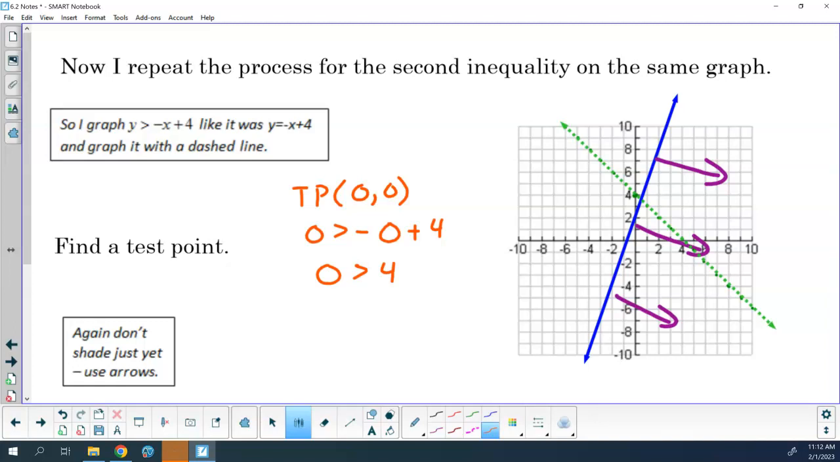Okay, so that's false, right? So because that is false, that means I'm going to shade away from the origin. I'm going to draw arrows on this side of that line. And then once again, I would do that process again if I had more. Sometimes I might have 3 inequalities, I might have 4 inequalities, etc.